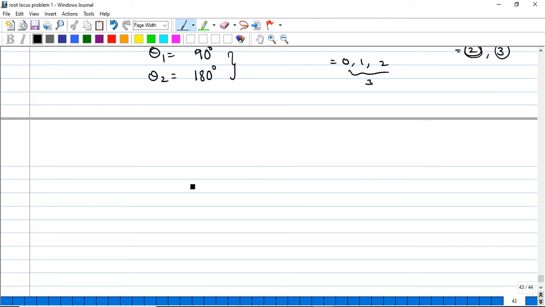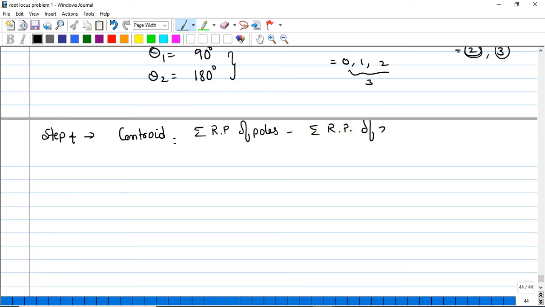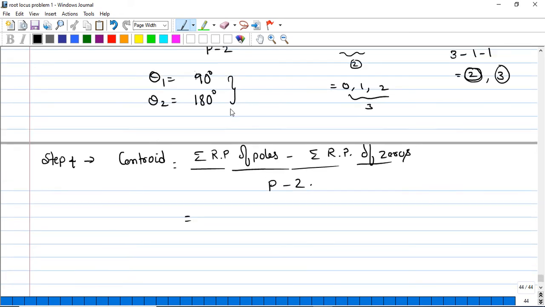After doing step 3, step 4 is identification of the centroid. Step 4, check the centroid. The formula is the summation of the real part of poles minus the summation of the real part of zeros, whole divided by p minus z. Here I consider the summation of the real part of poles and real part of zeros.